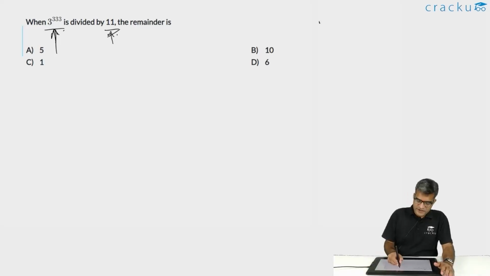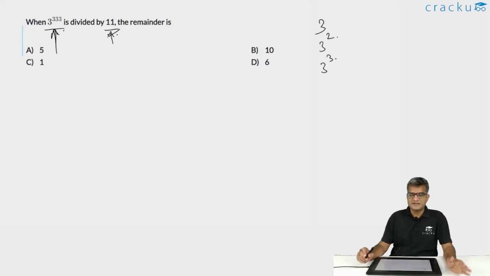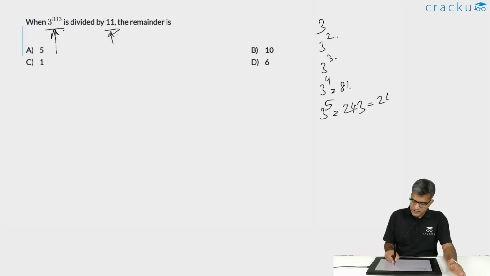For example, over here we are getting 3, which leaves a remainder of 3 when divided by 11. 3 square, which is 9, leaves a remainder of minus 2. 3 cube, which is 27, leaves a remainder of 5 when divided by 11. 3 to the power 4 is 81. This leaves a remainder of 4 when divided by 11. And 3 to the power 5 is 243. You will realize that 243 is 242 plus 1, and 242 is a multiple of 11. I think it is 22 into 11, but it is a multiple of 11.